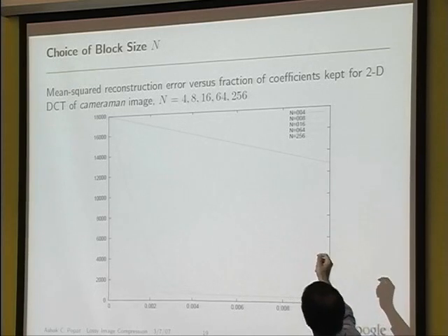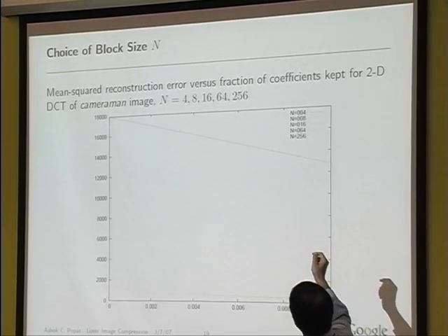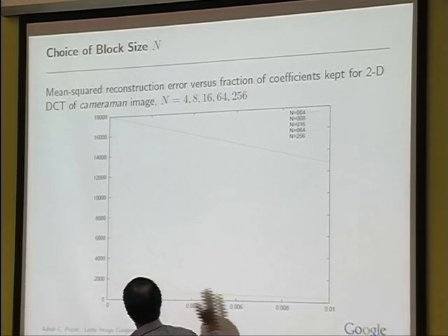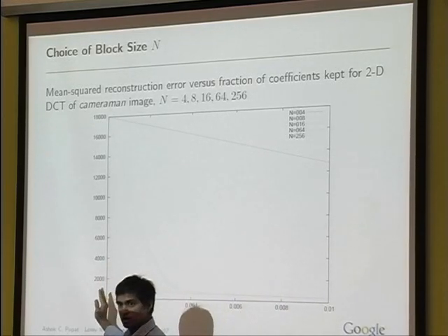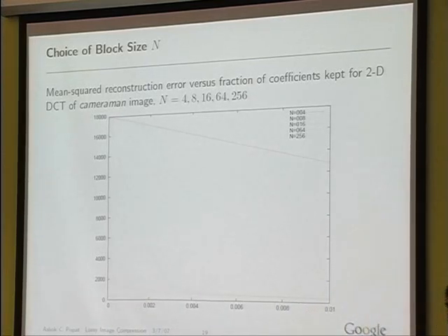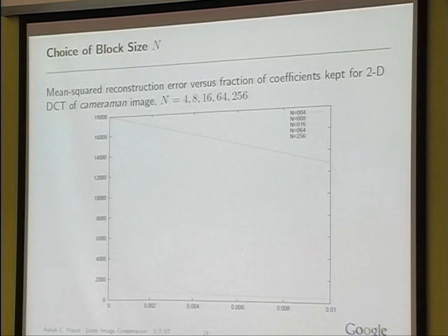The thing to take away here, I think, is that the large block sizes have a lot of energy compaction if we look at keeping very few coefficients, and there's a little bit of crossover as we go farther to the right. But by looking at this graph, we might be tempted to say, well, if we use a really big block size, then we get the best energy compaction. Now, it's a fact that JPEG doesn't use very big blocks. It uses 8x8 blocks. So we're going to try to figure out why that might be.